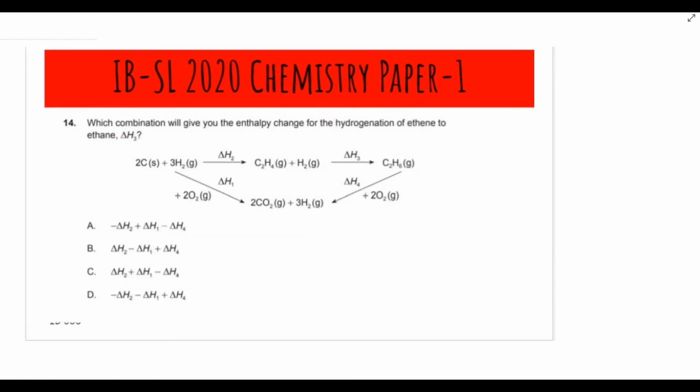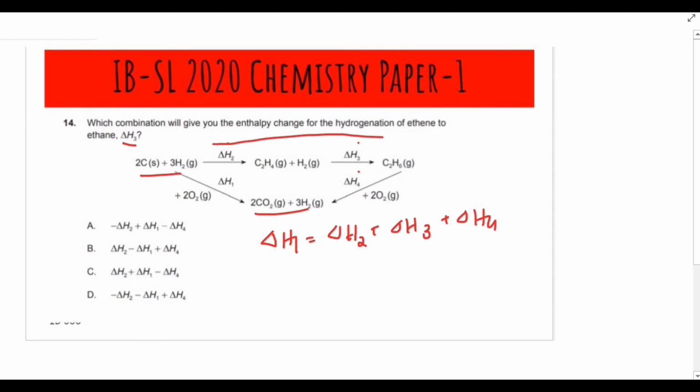In the next question, we need to calculate this delta H3 in terms of delta H1, delta H2 and delta H4. So we would just be applying Hess's law. Hess's law says that if you add the enthalpies of the intermediate reactions, it would be the same as the total enthalpy. So that means here delta H1 would be equal to delta H2 plus delta H3 plus delta H4. We are starting from here and ending here, so I can go via this way, which is delta H2 plus delta H3 plus delta H4. That is the total enthalpy change.